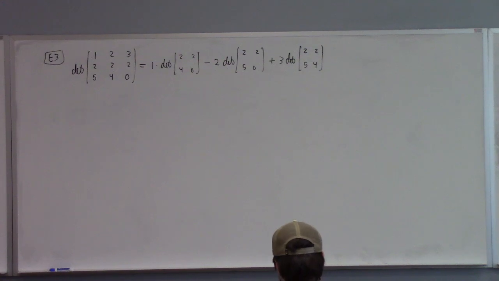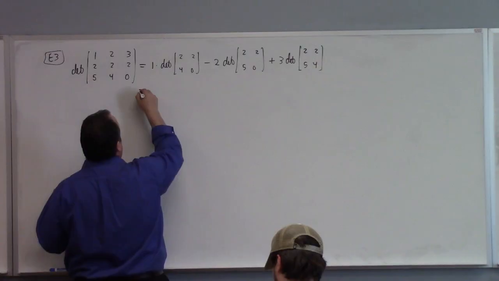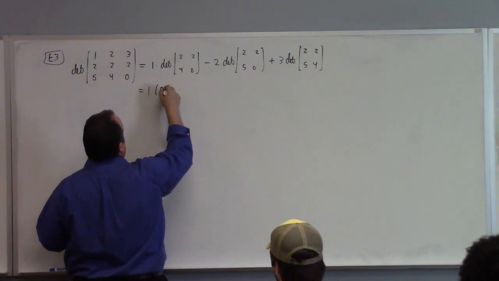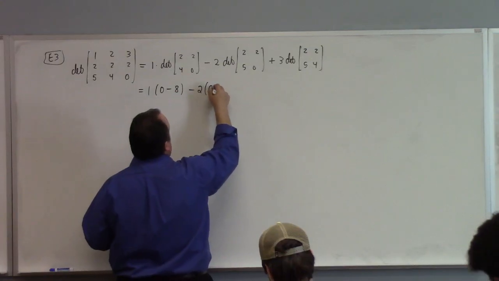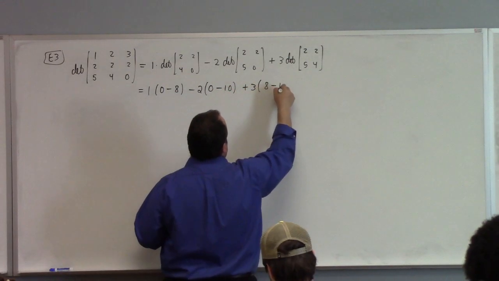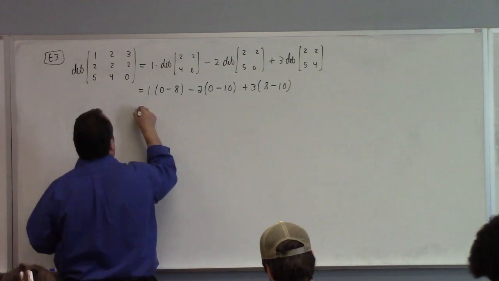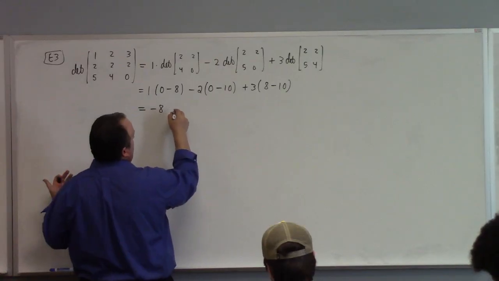So you guys help me out. What do we do here? Then we go back to our 2 by 2 determinant, and we've got 1 times 0 minus 8, minus 2 times 0 minus 10, plus 3 times 8 minus 10, which gives us minus 8.